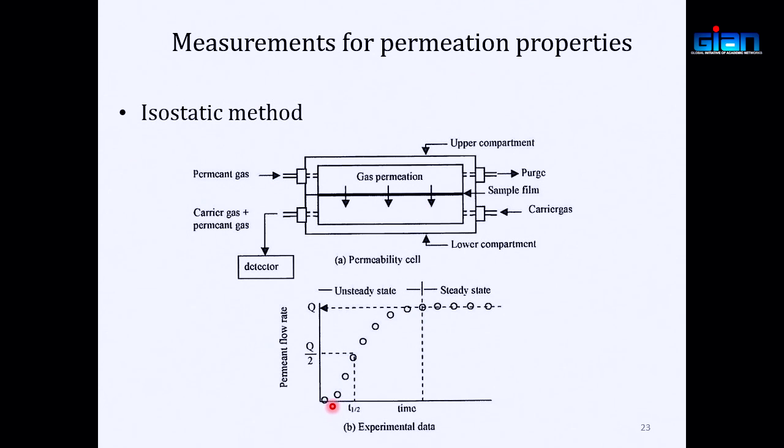After some time, initially there will be a small amount, but then it will reach the steady state, and at that steady state you would have this value of how much oxygen flow is happening, and that's giving you the amount per unit time. And then you would know the surface area of the film, you know the thickness of the film. Using this information, you can calculate the permeability of the film.